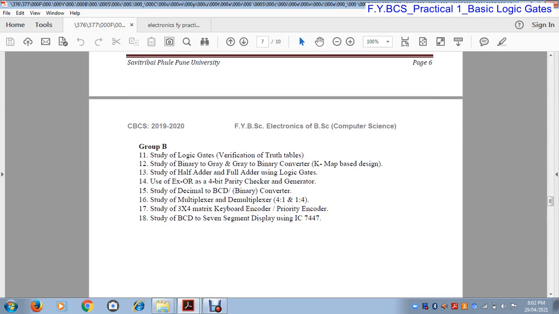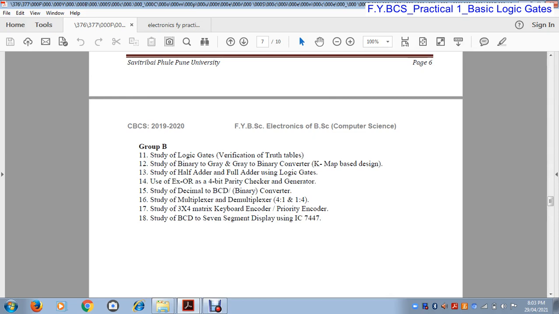In group B there are the study of logic gates and verification of truth table, binary to gray and gray to binary converter, half adder, full adder, XOR as a 4-bit parity generator and checker, decimal to BCD converter, multiplexer and demultiplexer, 3 by 4 matrix keyboard encoder, BCD to 7 segment display using IC 7447. So in group B we are going to see digital practicals.